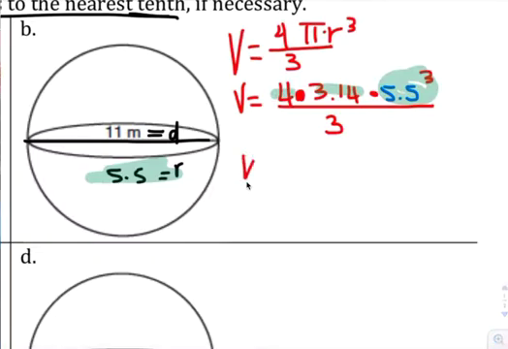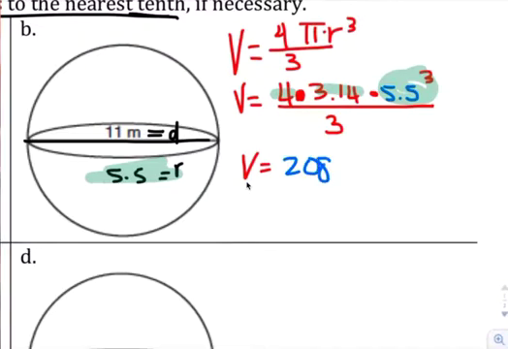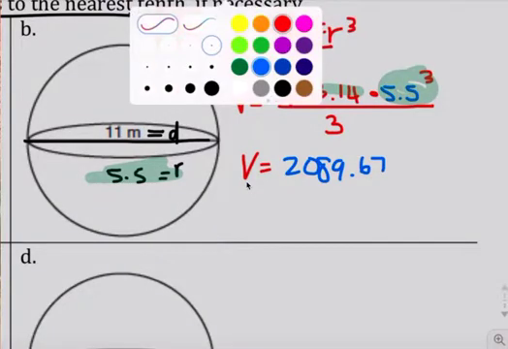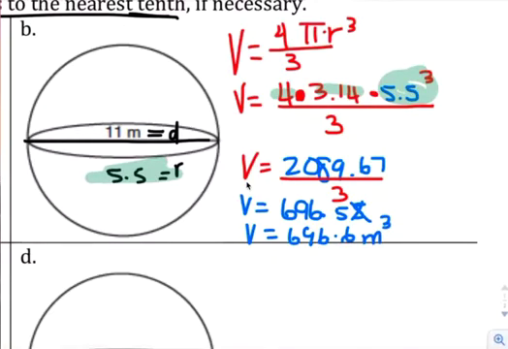And you'll get the answer of 2096.67. Divide your answer by 3. You get the answer of 696.55, rounded to the nearest tenth. So the volume equals 696.6, and this is meters cubed.